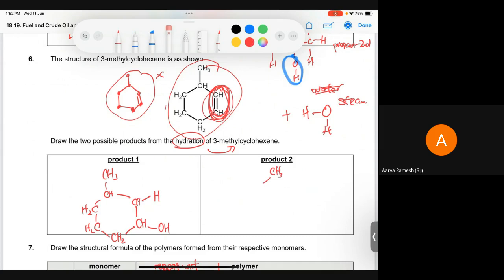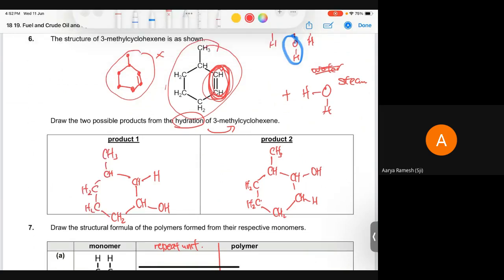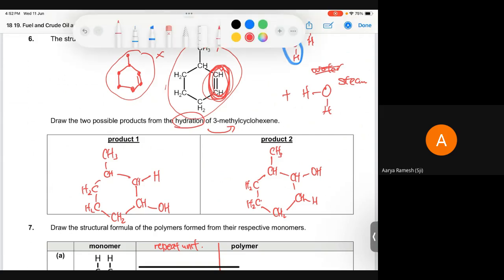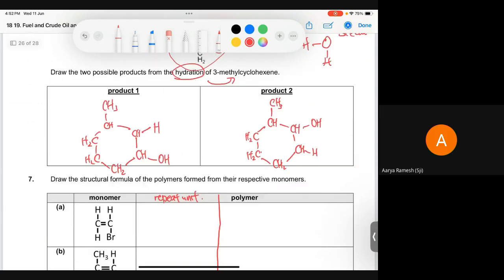So let's draw out the thing. Okay, so this one here, CH, CH2, CH2, CH2, CH, CH, like that. So OH at the top, H at the bottom. Okay, so these are the two possible products formed. You realize they never ask you to name, because you don't need to name lah. Can? Alright, don't need to name. Next one, let's go. The last one of this worksheet here.